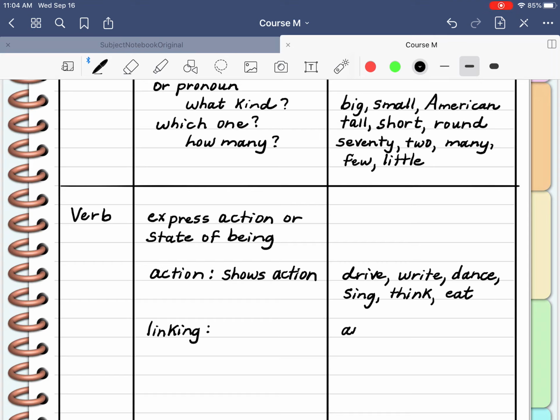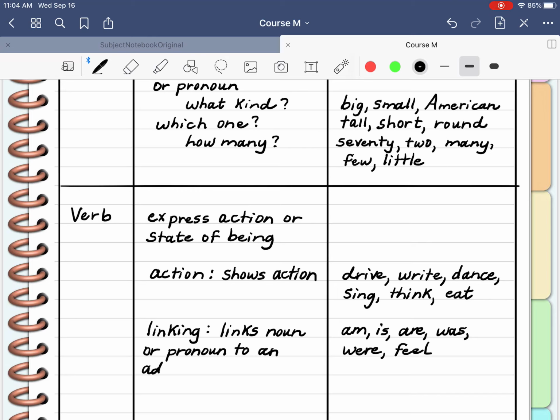Some of those are am, is, are, was, were, feel. A linking verb links, it bridges a noun or pronoun to an adjective. And let me give you an example of what I mean by this.